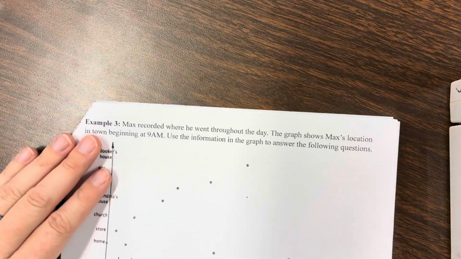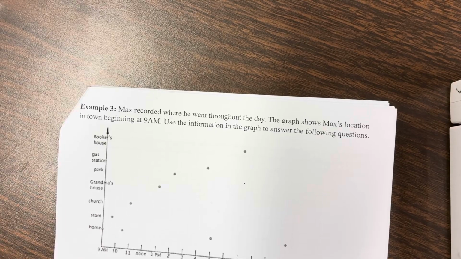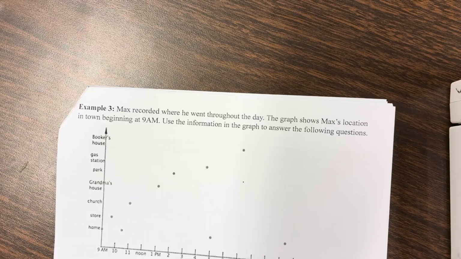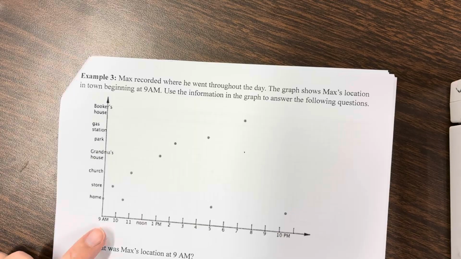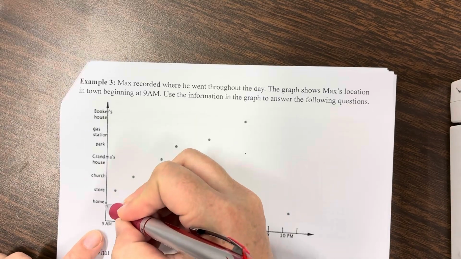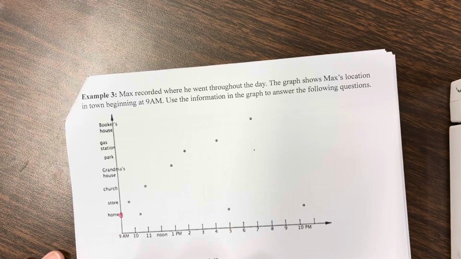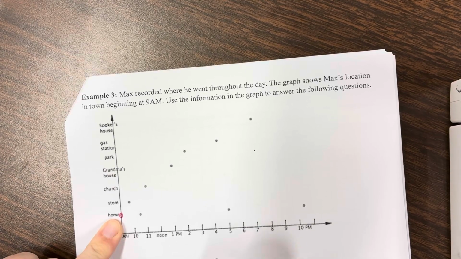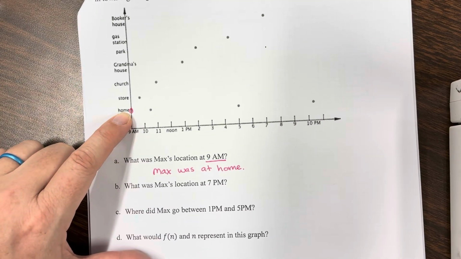Example 3, Max recorded where he went throughout the day. The graph shows Max's location in town beginning at 9 a.m. Use the information in the graph to answer the following questions. What was Max's location at 9 a.m.? I go to 9 a.m. Here's my dot. 9 a.m. Oops, I'm sorry, couldn't even see that. Max was at home.